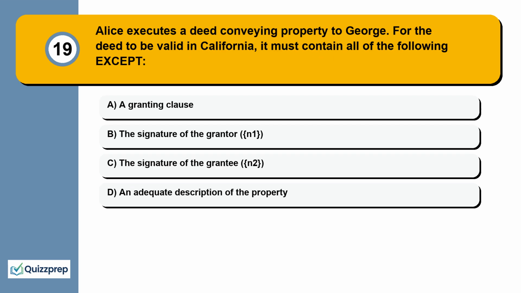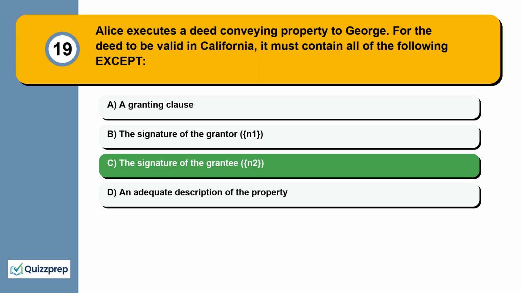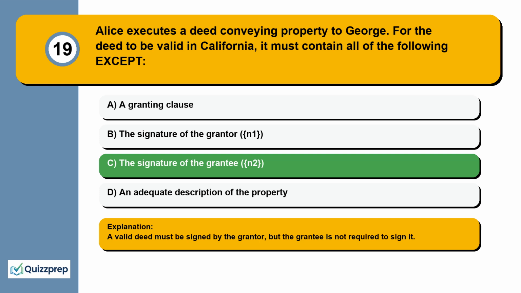Question 19. Alice executes a deed conveying property to George. For the deed to be valid in California, it must contain all of the following except a granting clause, the signature of the grantor, the signature of the grantee, an adequate description of the property. A valid deed must be signed by the grantor, but the grantee is not required to sign it.